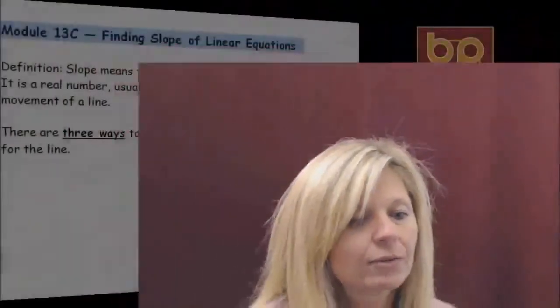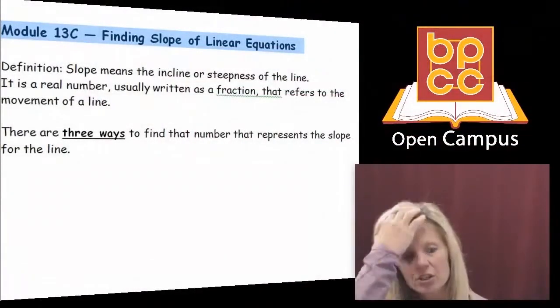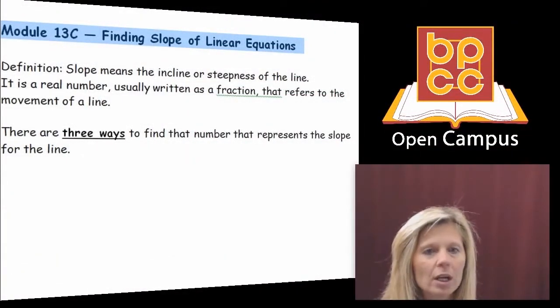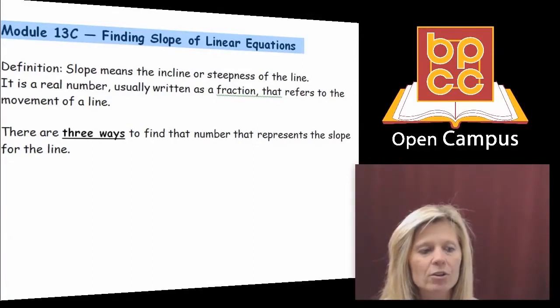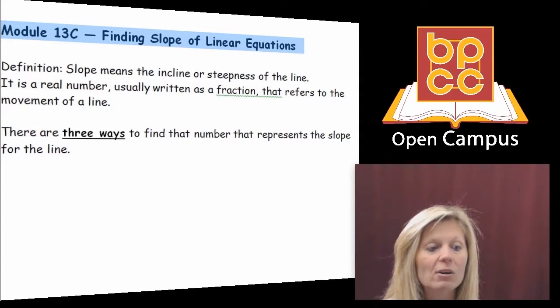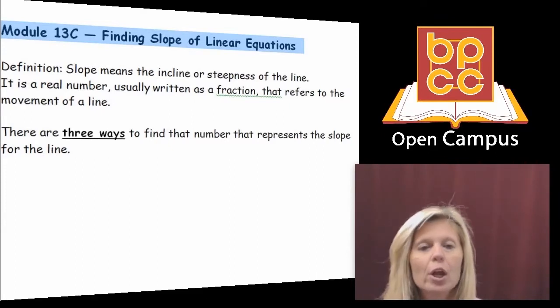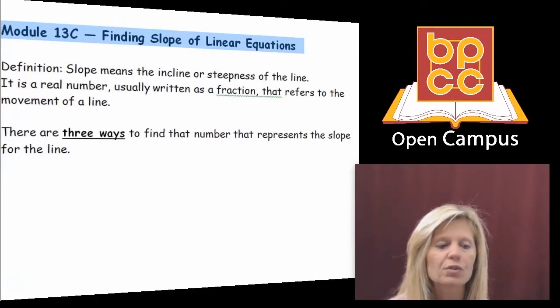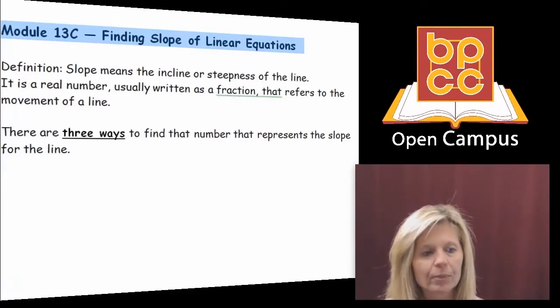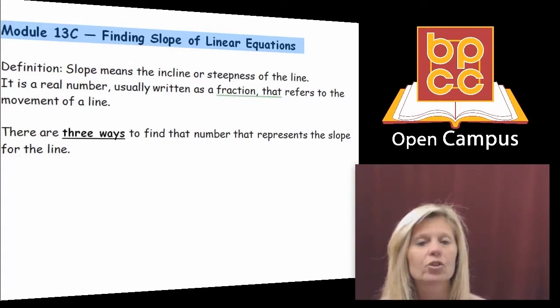All right. If we go to our notes, we start with the definition. So as you've heard me say before, slope means the incline or the steepness of a line. When we talk about slope, we talk about mountains and hills, skiing. We talk about slope when we talk about building a wheelchair ramp. You could talk about slope when you look at the roofs of houses that are triangular. The steepness of that line is called slope.